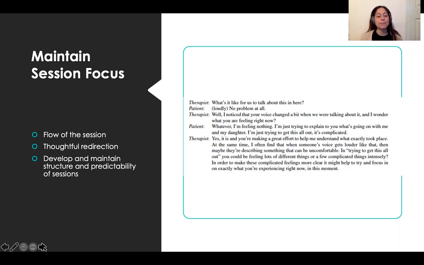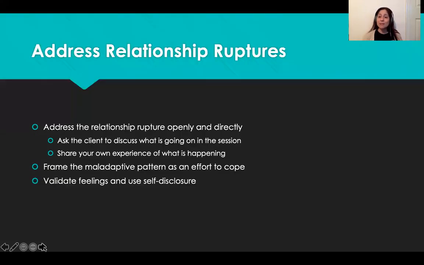Another important one, and this is a bit of a more difficult one, is to address relationship ruptures. So ruptures can damage the therapeutic relationship if they're not addressed directly. And these happen when perhaps the client feels something negatively toward you or feels that you feel negatively toward them, right? As soon as you, as the therapist, become aware of a maladaptive interpersonal pattern, which we could call a rupture, you should address it directly. You can do this by asking the client to discuss what's going on in the session, or you can share your own experience of what is happening between you in the session.